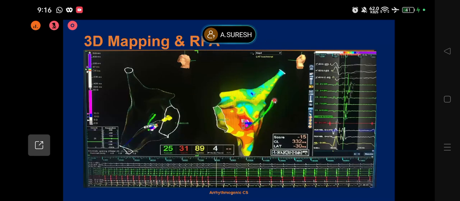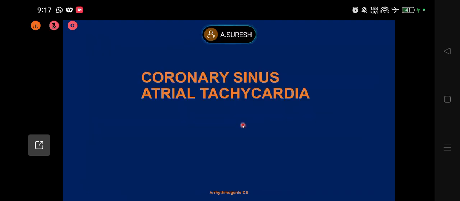So this is the 3D mapping. This is the SVC end, IVC end. This is the coronary sinus. You can see earliest activation in the CS, and the power was 25 watts. It was earliest, 30 milliseconds from the P wave origin, and during ablation the tachycardia terminated and the patient was in sinus rhythm. So it was a coronary sinus atrial tachycardia.